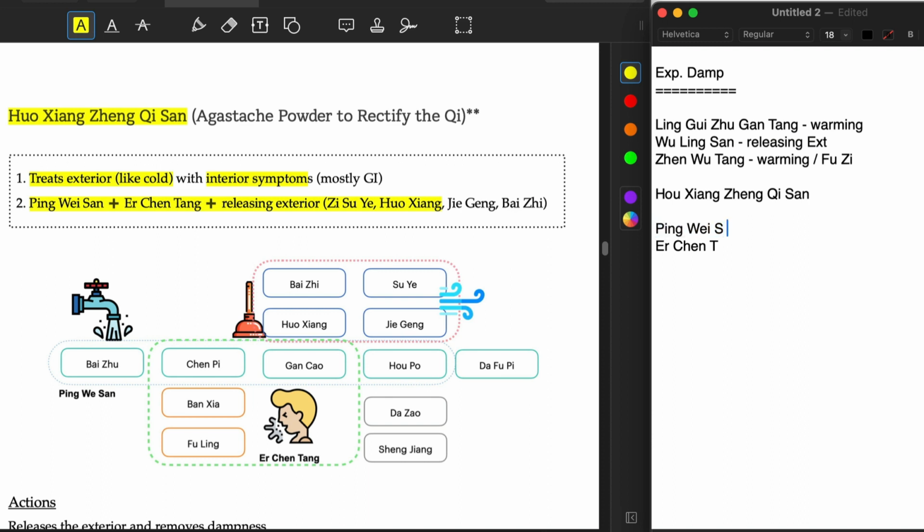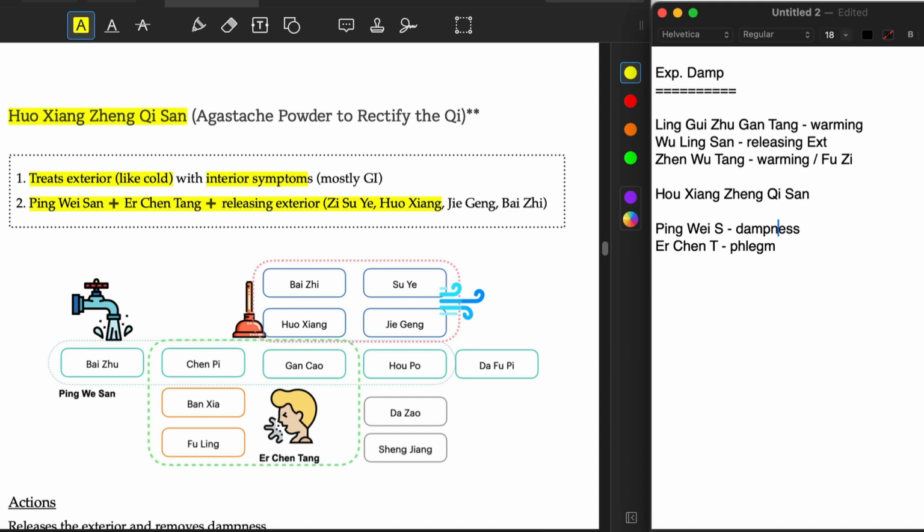And what does it treat? Yeah, the middle jiao, considering its name, Wei is stomach. But the major function of Pingwei-san is regulating dampness. Dampness in the middle jiao. This will be in your midterm test too. And how about the Erchentang? Phlegm. So they are very similar formulas.